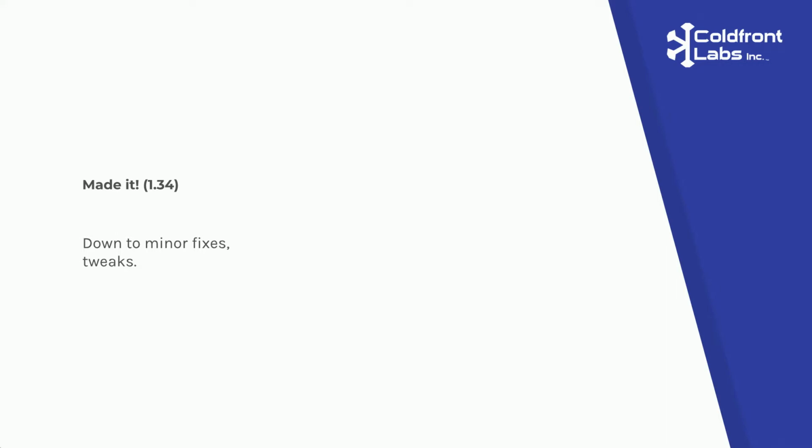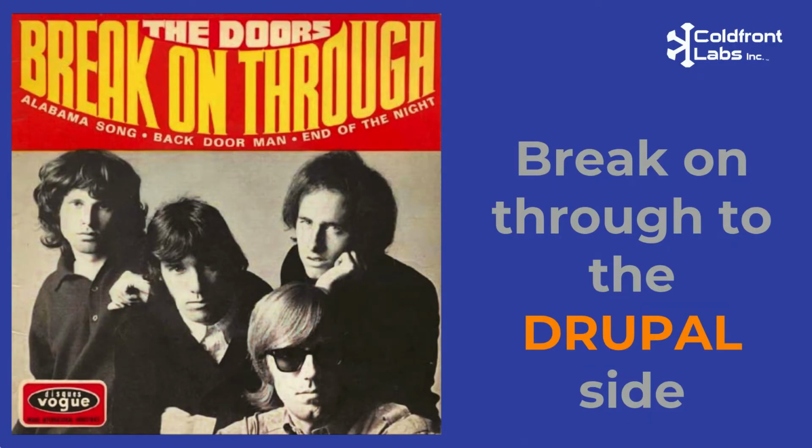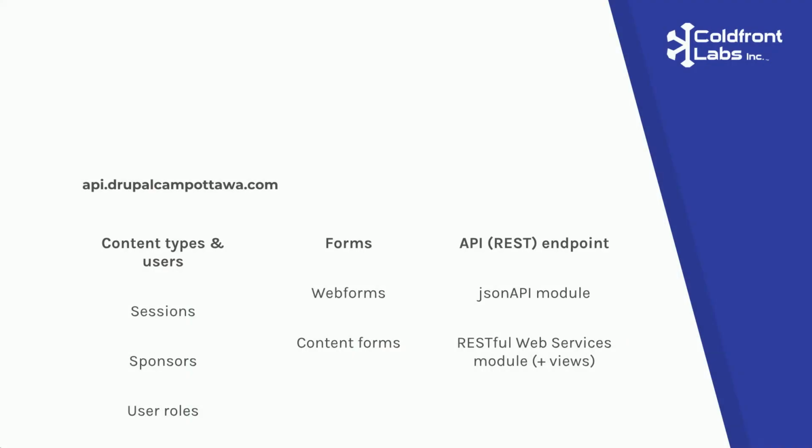All right. So we made it. So now let's break on through to the Drupal side. What do we have on the Drupal side? How do we set that up? Honestly, there was not a whole lot of work that went into it. I'm sure you've all authored some content forms. You've defined content types. You've written views. I don't know if we even have any crazy views going on for any of this. It's all just content types, content forms, and storage.